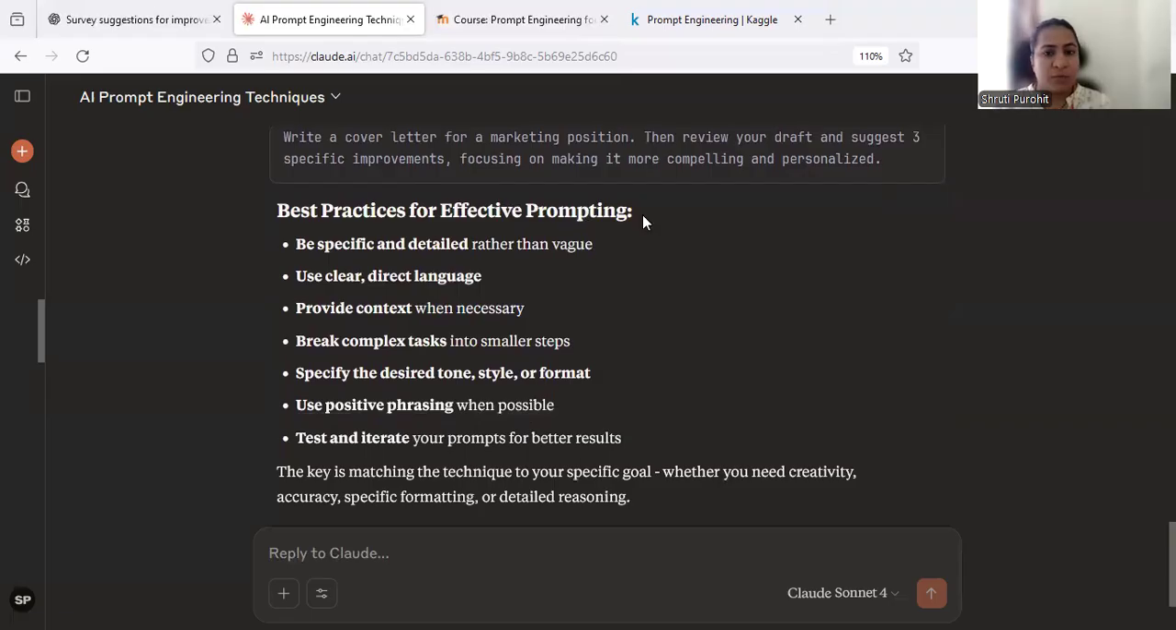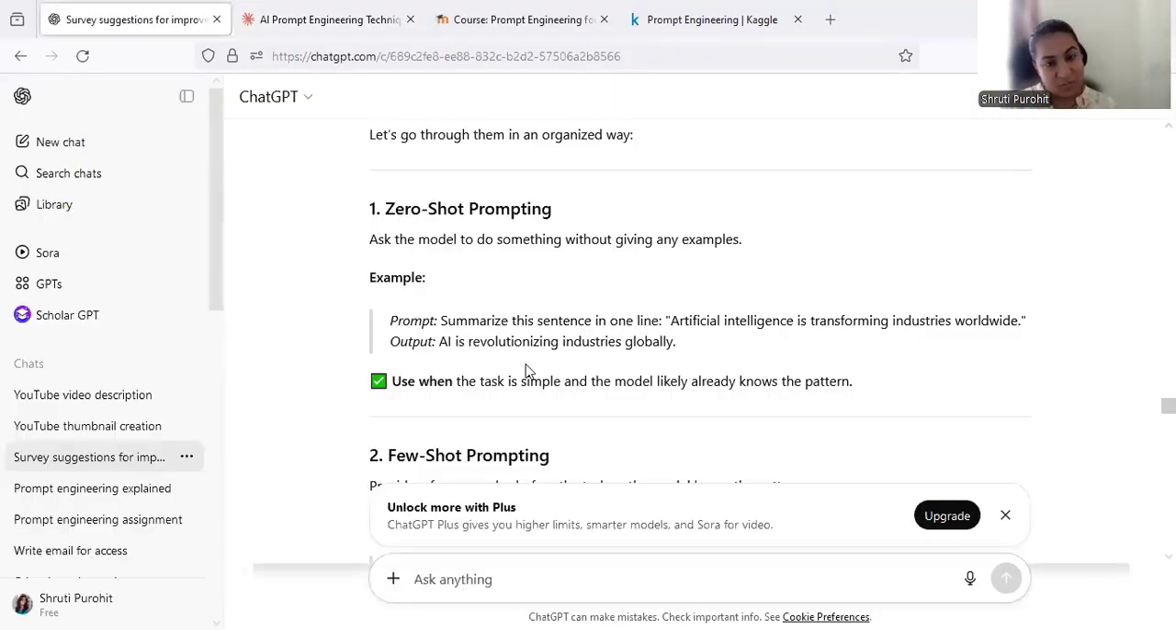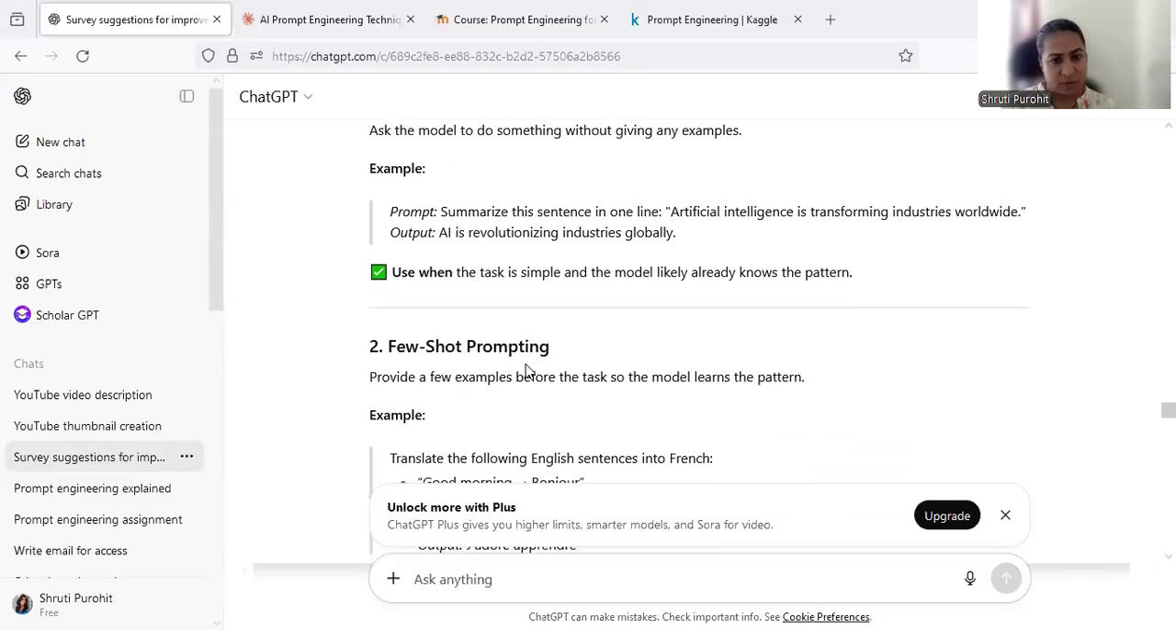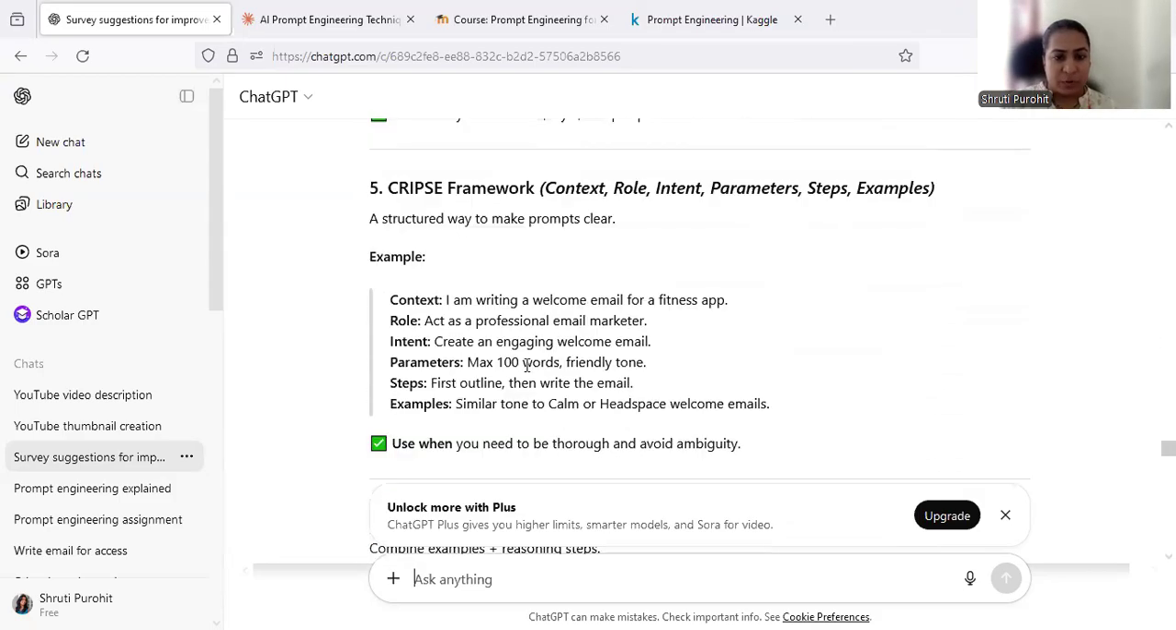So best practices for effective prompting: be specific, detailed, clear, direct, provide context, break the complex into smaller steps, specify the desired tone, style, positive phrasing, test and iterate. So we have been talking about these things in lots of videos. So let's go ahead and see what exactly ChatGPT suggests to us. Zero shot prompting, we are aware about it. Few shot, again, we know about it. Chain of thought, role-based prompting. Okay, so we discussed this in a previous video also.